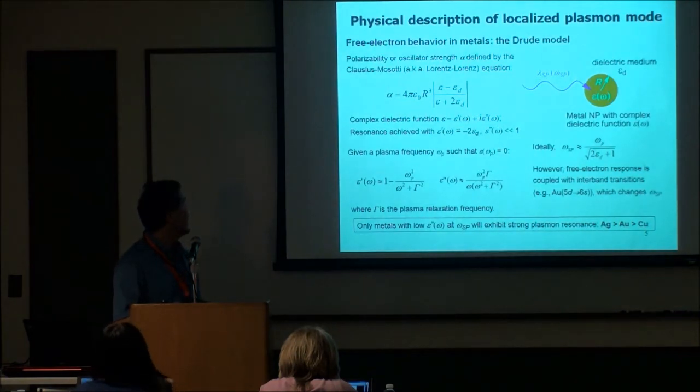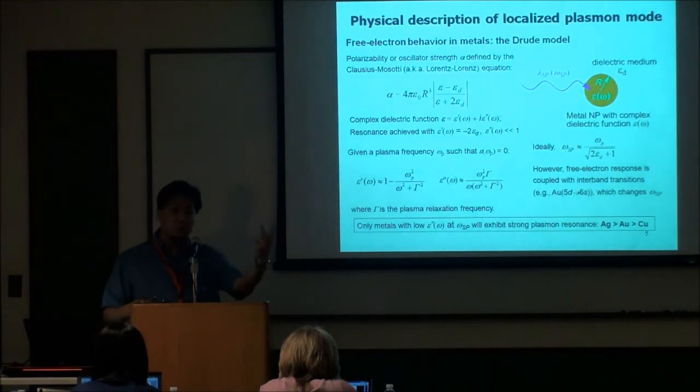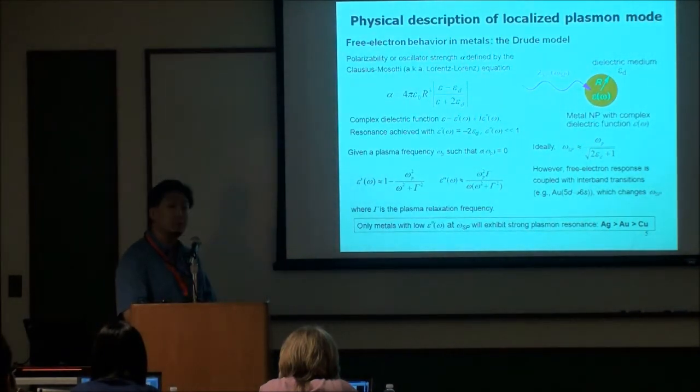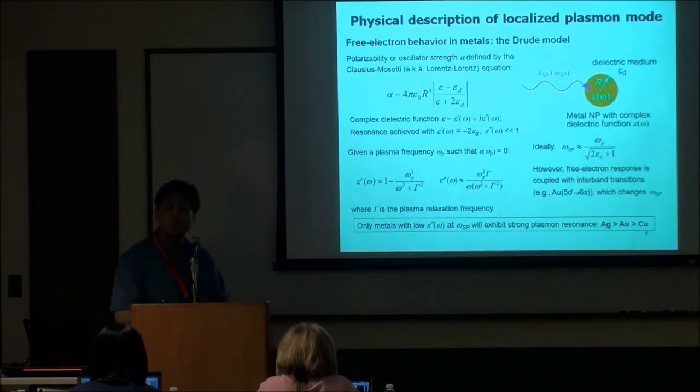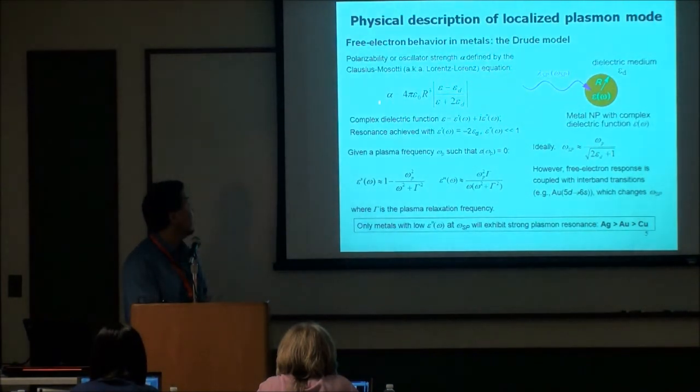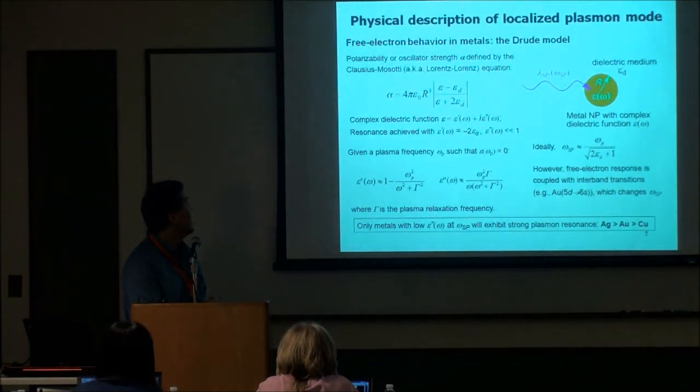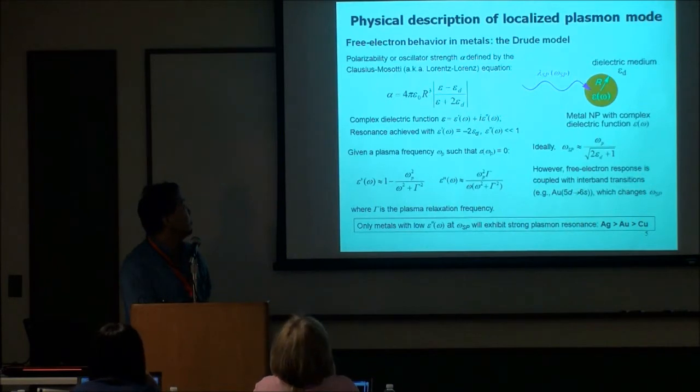This is the theoretical construct of how plasmons work. Okay, it really involves two simple equations. The first equation is known as the Clausius-Mossotti equation. This is the definition of any sort of resonance scattering form. Okay, so alpha, this alpha term is the polarizability. That's the size of your scattering cross-section. And it's equal to this formula here where you have a dielectric function, okay, and that's defined by your particle, right? So calibrated against the dielectric function of the medium that it's in.